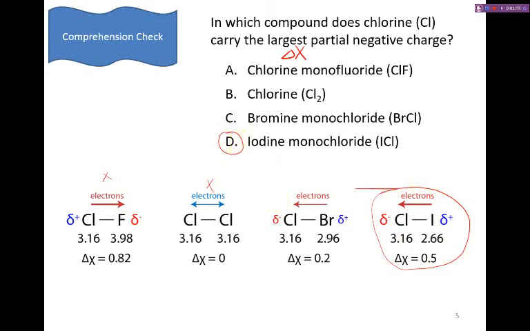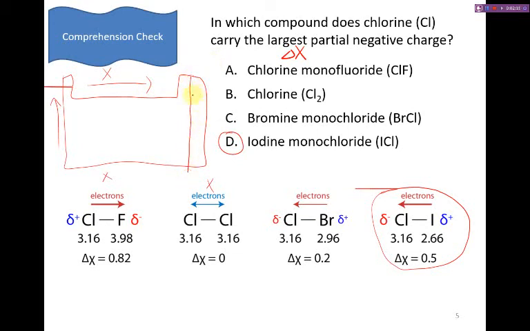Now, without looking up the values, how could you solve this? Well, by remembering the trend in electronegativity on the periodic table. In the periodic table, electronegativity increases to the right and up, and it's also important to note that the noble gases have no electronegativity. They don't want electrons.